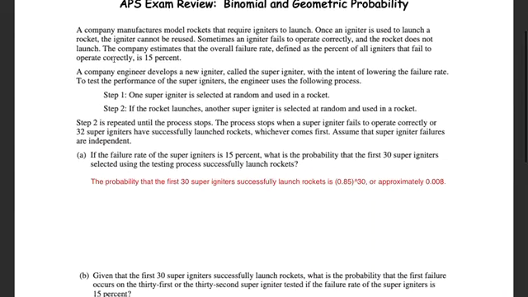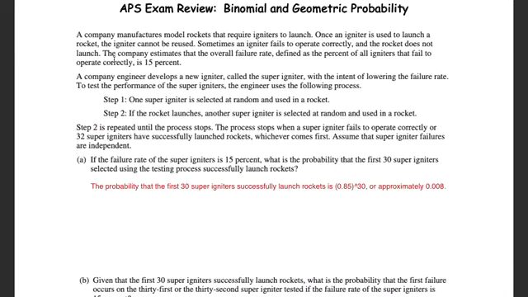So for part A of the question, the failure rate is assumed to be 15%. So what's the probability that the first 30 super igniters successfully launch rockets? Well, that means I need 30 successes all to occur in a row. But this word is very, very important because the super igniter failures are independent of one another. The successes then are also independent of one another.